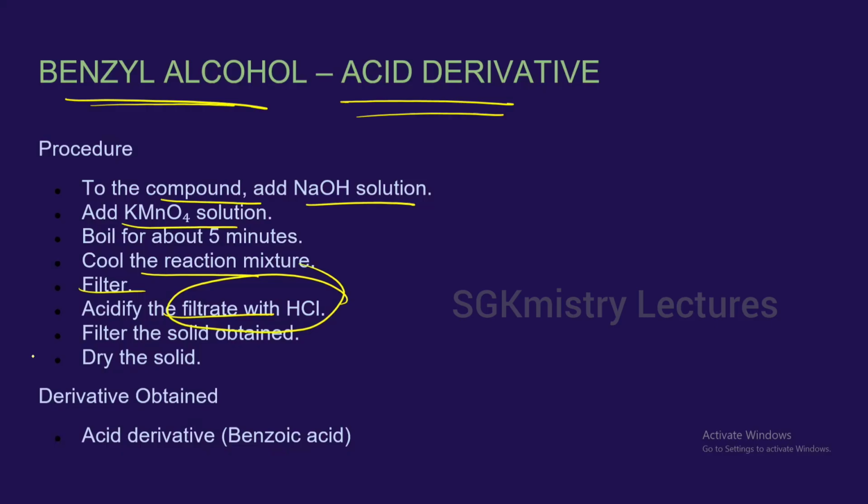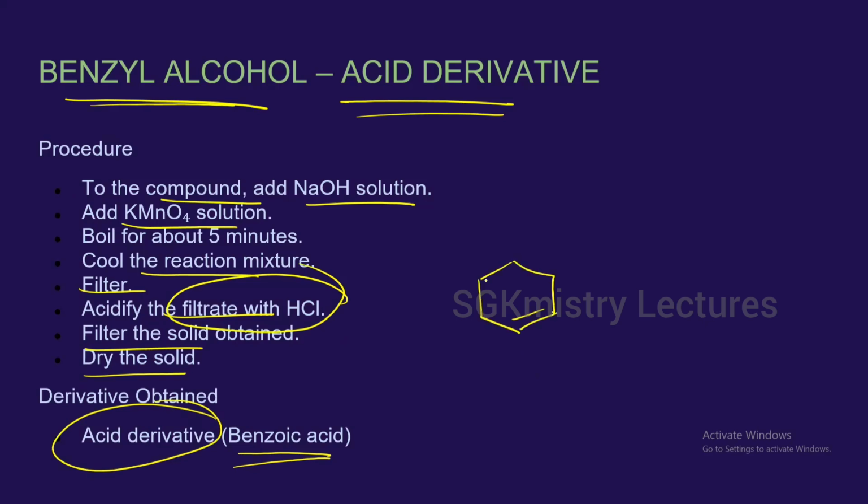This we have already seen. The carboxylic acid can be filtered out. The solid can separate out whenever you acidify the solution. That is how we are going to get the acid, benzoic acid. Now after filtration, you're going to dry the solid. Whatever acid derivative you have obtained is nothing but benzoic acid. So the structure is very simple here. We have the benzene ring with the COOH group attached to the ring.